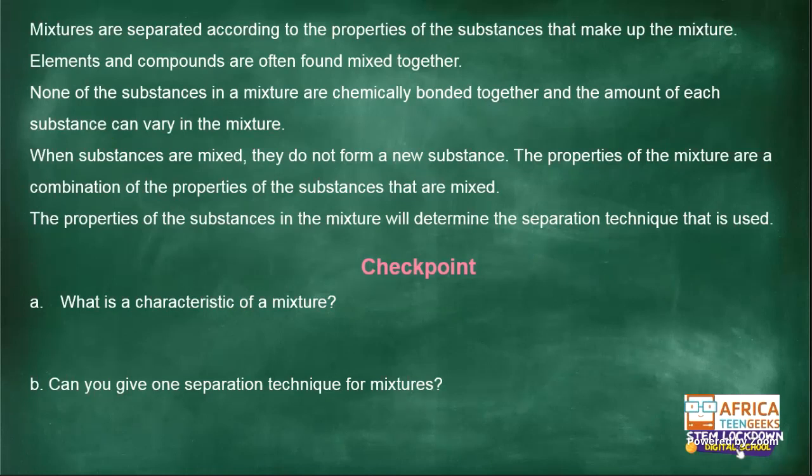So basically that's telling you that it's not constant. You can have 100 grams of raisins and 100 grams of almonds and mix it together. You can have 100 grams of raisins and 50 grams of almonds, and you can mix that together. So that tells you that the amounts can vary. It doesn't have to be the same all the time.